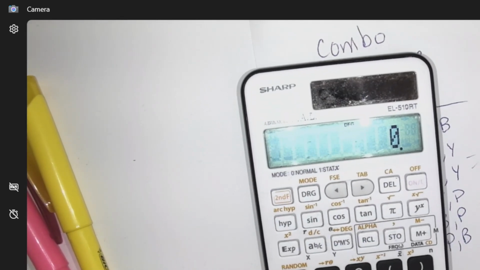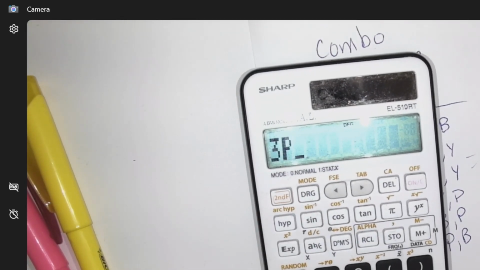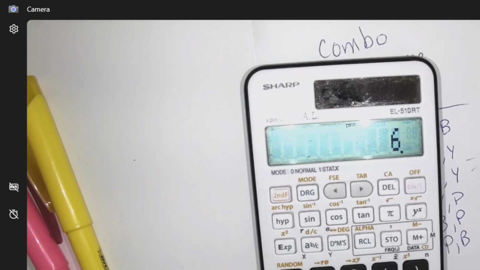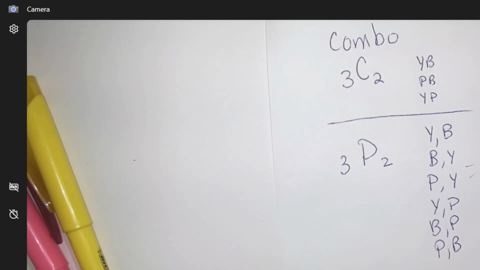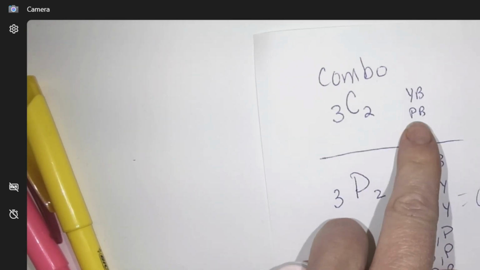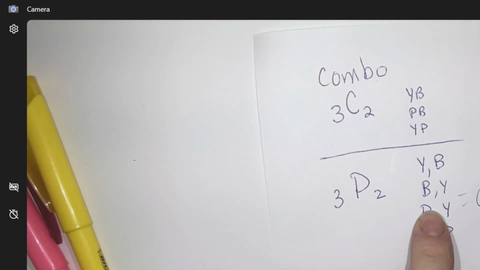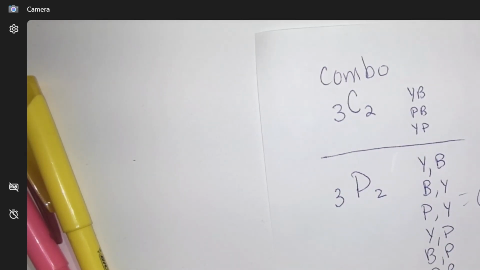So let's check that out. I'm going to go 3 and then find the P button. So that's shift 6 on mine. And we should get to 6, right? So do you see the difference between a permutation and a combination? I didn't care about the order of the 2 objects, but here I did. So I could make some switches.